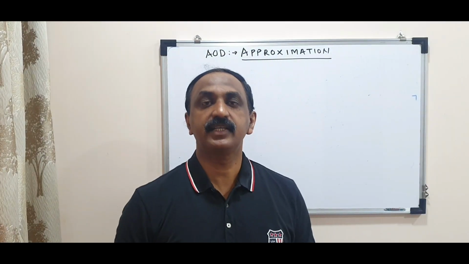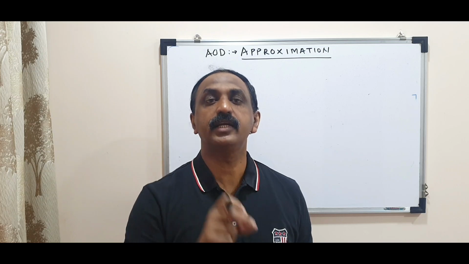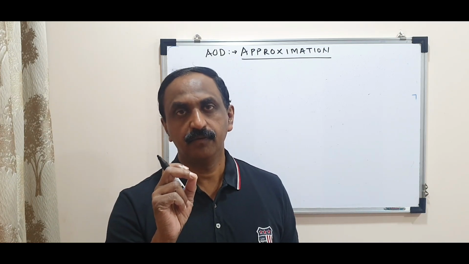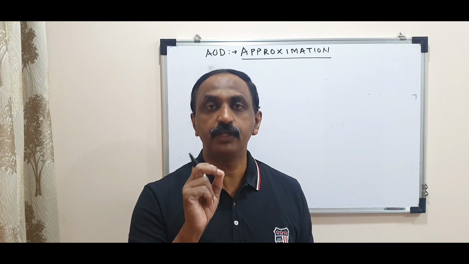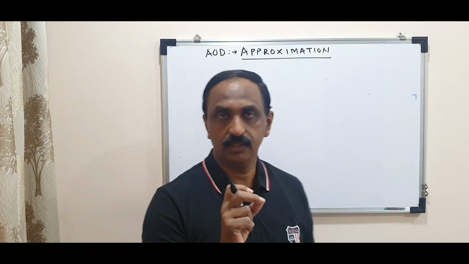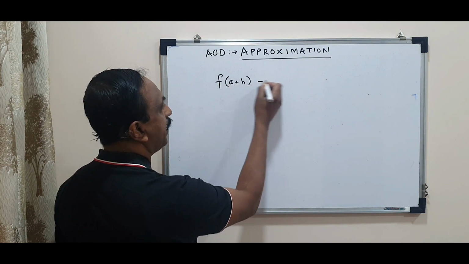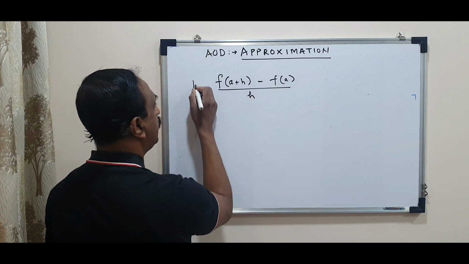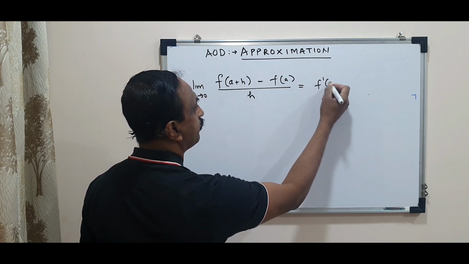In this chapter, we shall discuss how to make approximations using derivatives. The approximation using derivative is done by, first, taking the definition of derivative. If you remember, the definition of derivative is using a limit. We know f of a plus h minus f of a upon h, when limit h tends to 0, is known as f dash of a.